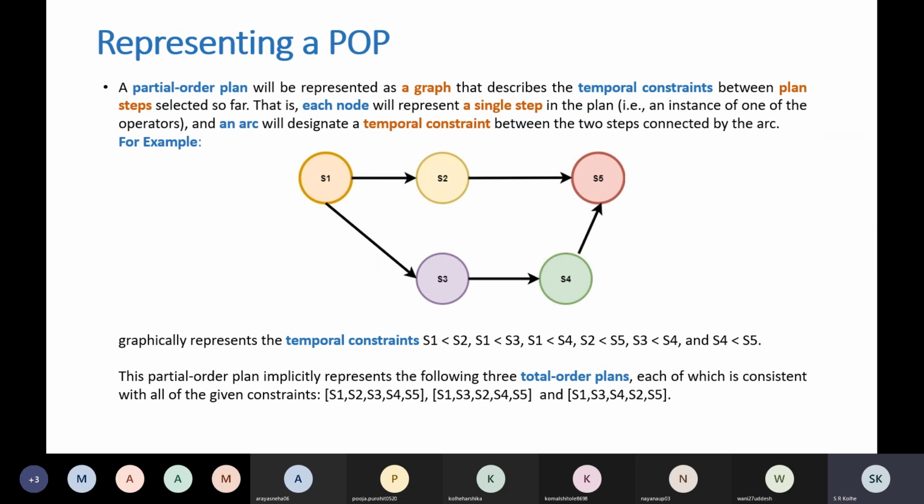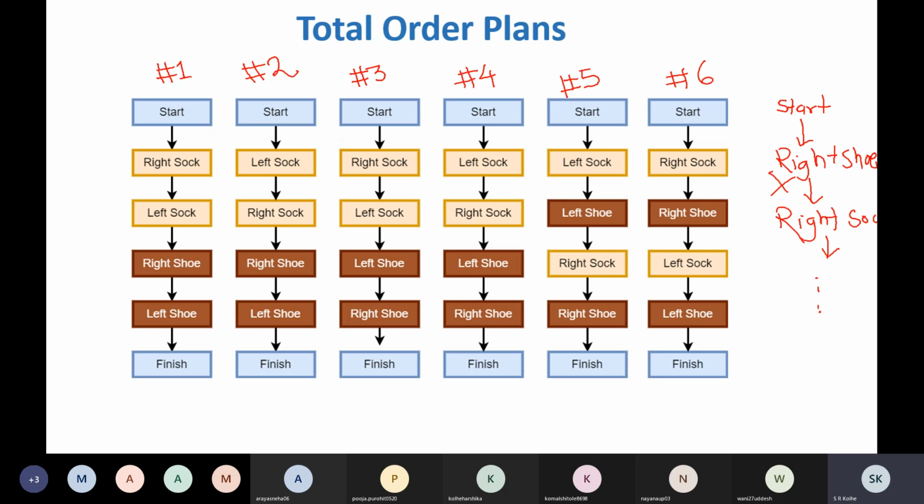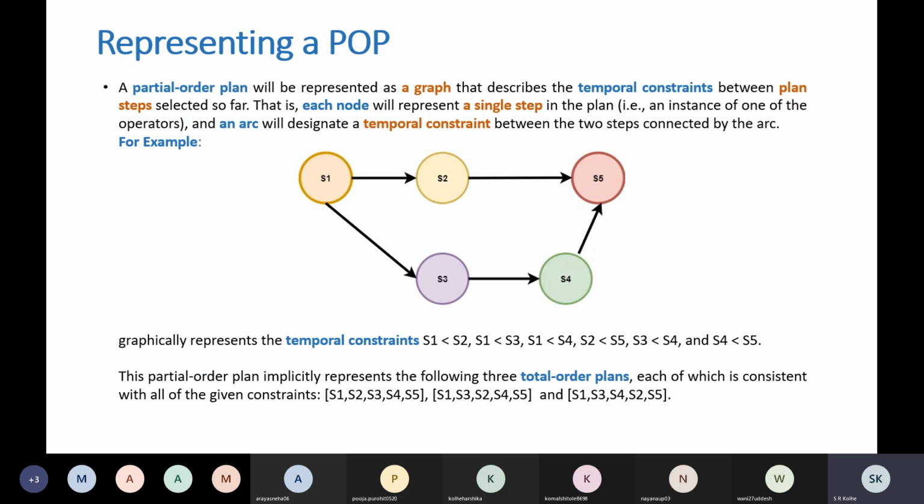Okay. Now let us come to what is a partially ordered plan. In the previous example we have seen a totally ordered plan. In plan space planning we are interested in partial order plans. Now this POP, or partial order plan, we will represent with a graph, and this graph will describe temporal constraints between plan steps.